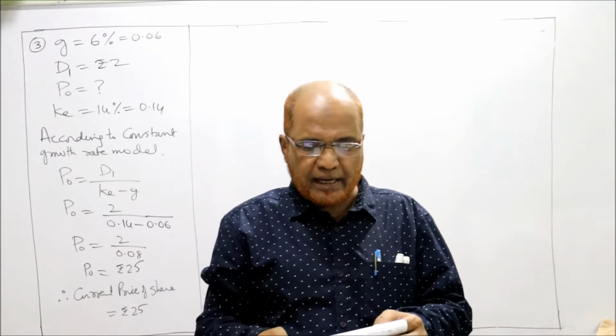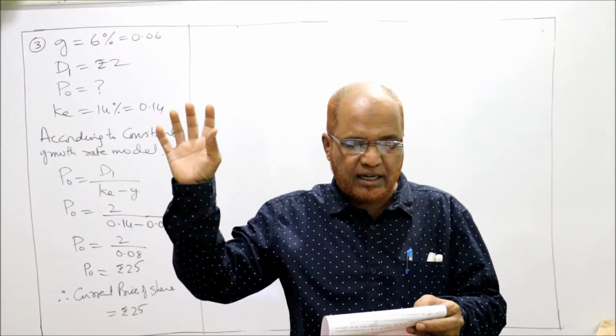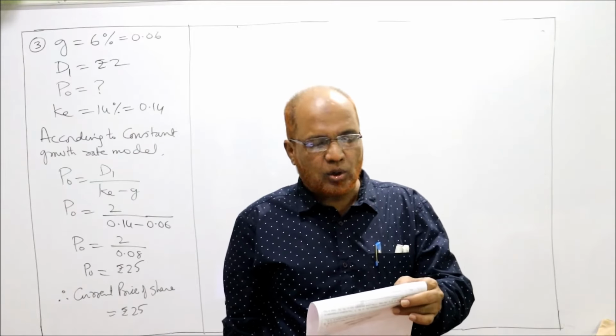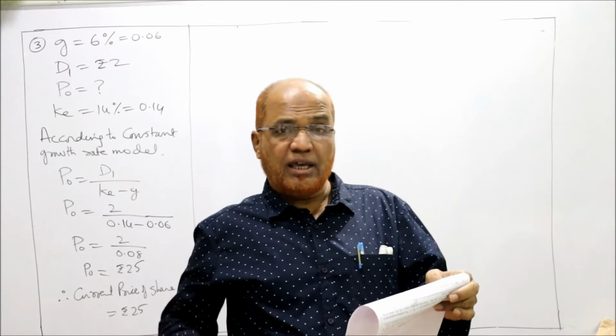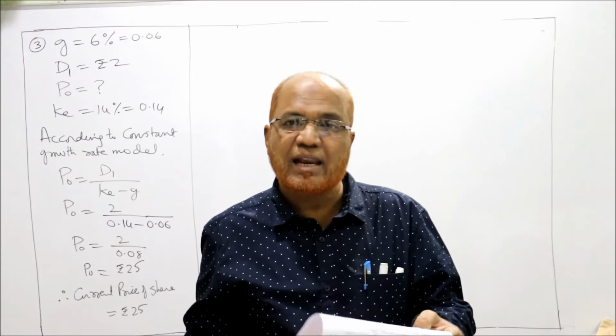Dividends has been growing at an annual rate of 8% and this growth rate is expected to continue in the foreseeable future. So constant growth rate, 8%, 0.08. If the required rate of return KE is 14%, what is the value of this stock?